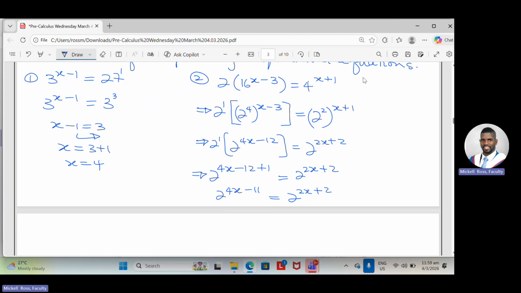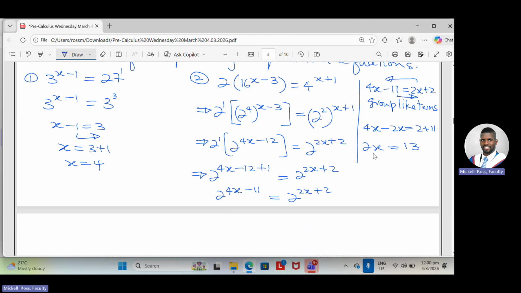I'm going to keep the answer up here. I don't want to write it too far from the question itself. So the powers are going to be 4x minus 11 equal to 2x plus 2. Group the like terms, so all the x's are on one side, all the numbers on the next side. So we're going to get 4x minus 2x equals 2 plus 11. This right here is going to give us 2x is equal to 13.